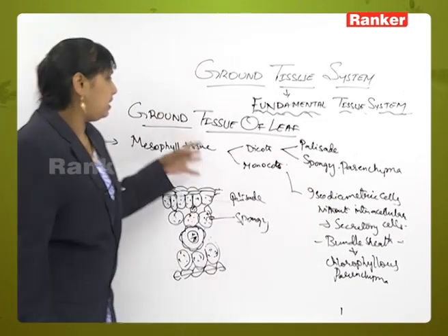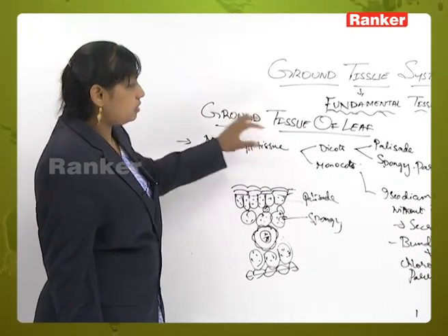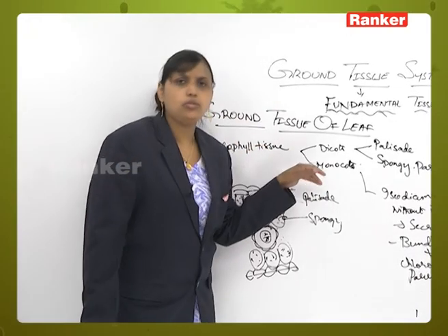So this is in detail the structure of mesophyll tissue in the leaf, I mean the ground tissue of the leaf. We have studied the ground tissue of root and stem.